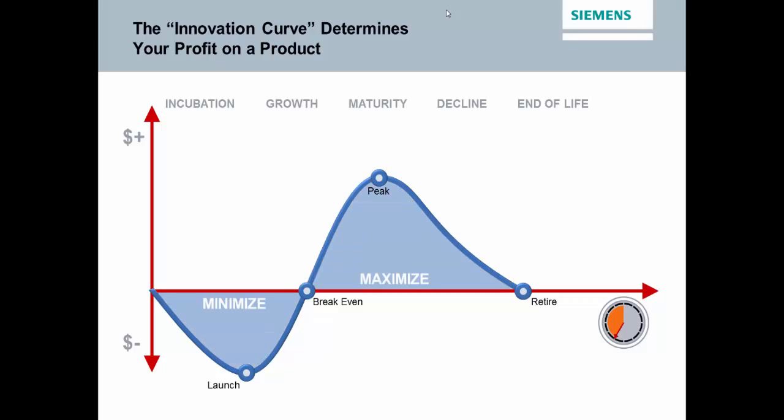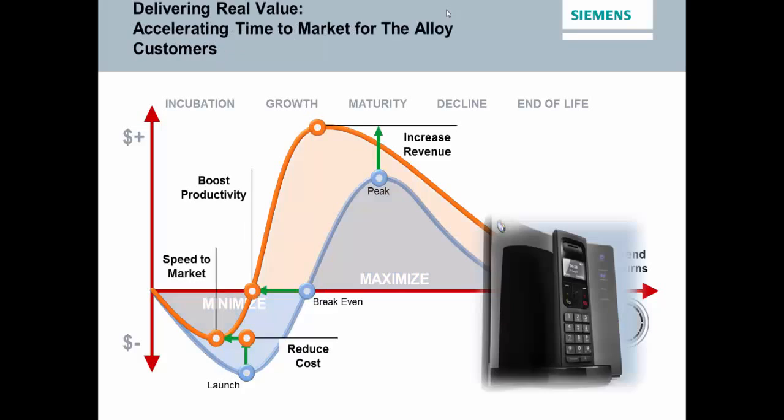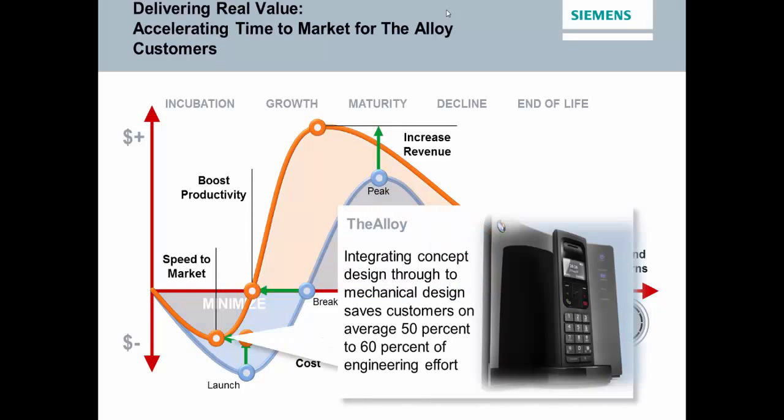So the issue is, how do you minimize the loss of revenue and maximize and make that a larger area for the profitability areas when you're selling your product? So basically, how do you make it so that the curve looks a little more like what's highlighted on the screen? So, speed to market.